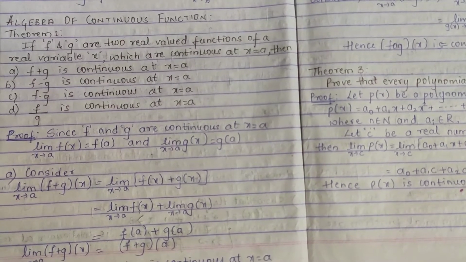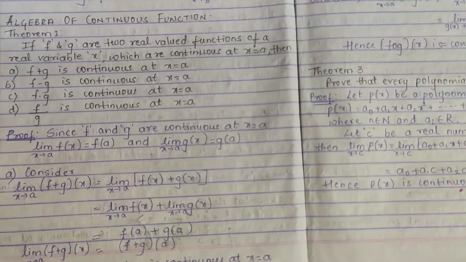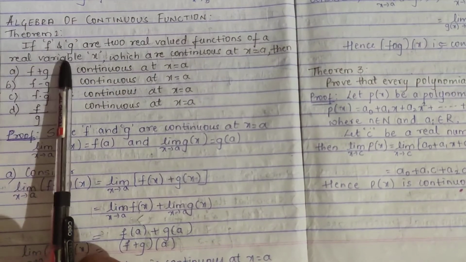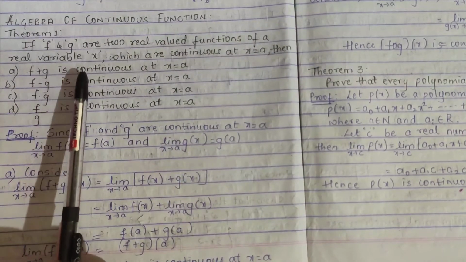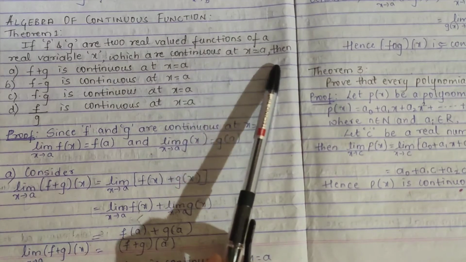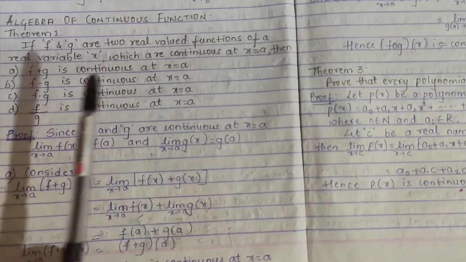So the next part is the continuation part, algebra of continuous functions. In this you have a few theorems, you just need to remember them because they will be useful in your exercise. So the first theorem is, if f and g are two real valued functions of a real variable x which are continuous at x is equal to a, then (A) we have f plus g is continuous at x is equal to a.